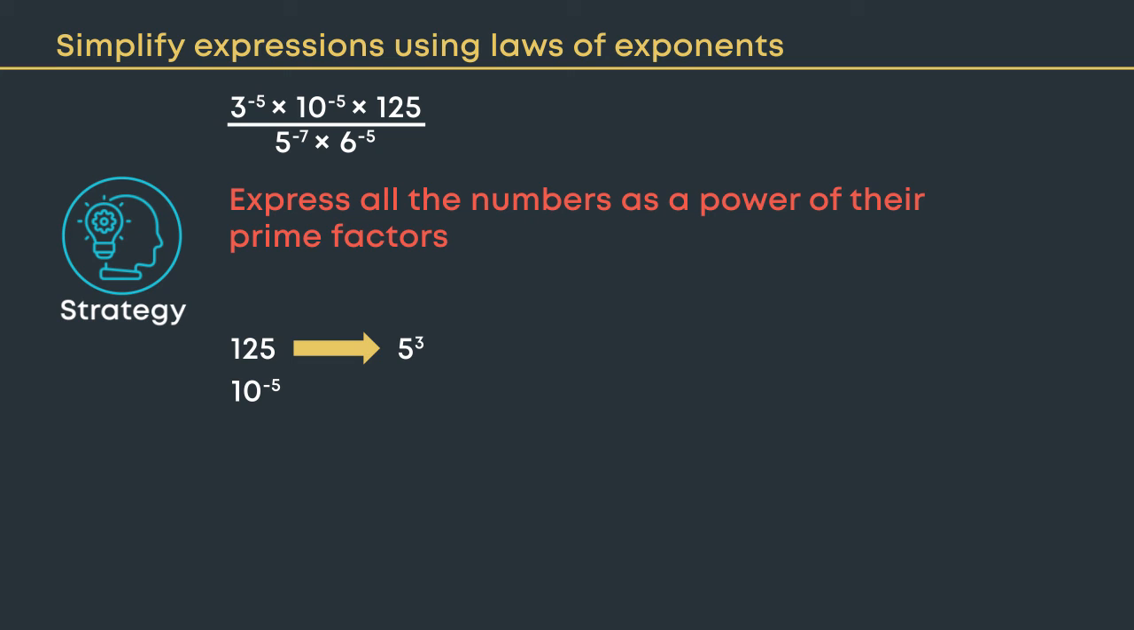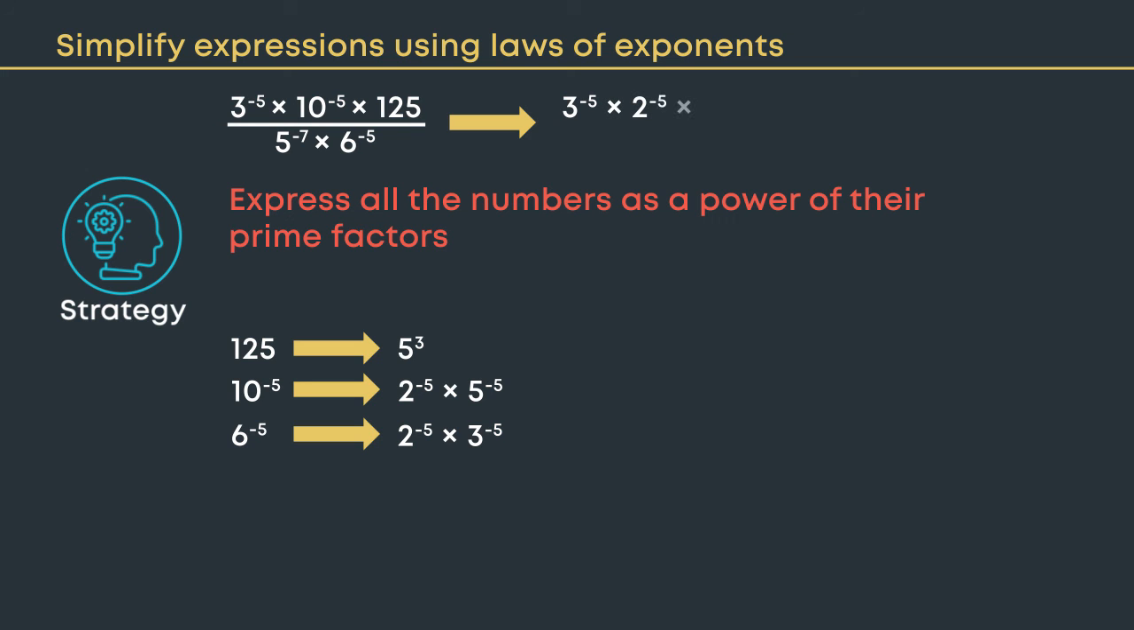10 to the power of minus 5 can be written as 2 to the power of minus 5 into 5 to the power of minus 5. 6 to the power of minus 5 can be written as 2 to the power of minus 5 into 3 to the power of minus 5. Substituting the same, we get 3 to the power of minus 5 into 2 to the power of minus 5 into 5 to the power of minus 5 into 5 to the power of 3 divided by 5 to the power of minus 7 into 2 to the power of minus 5 into 3 to the power of minus 5.